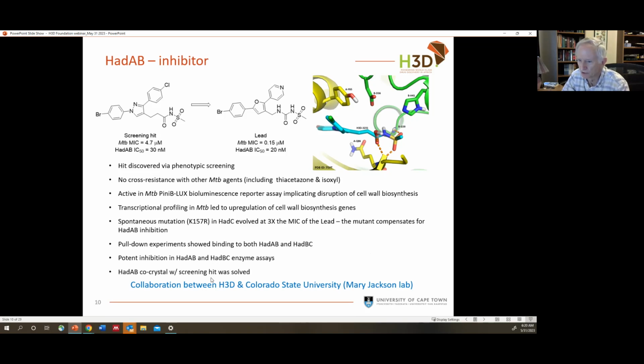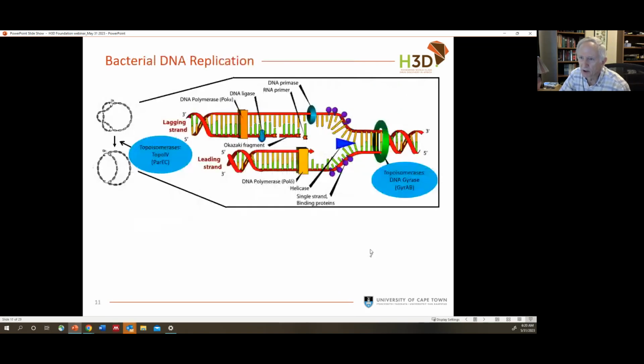Oh yeah, and I had mentioned there's a co-crystal structure that was solved with these compounds. So it is a structurally enabled project. So the last area I'm going to talk about involves DNA gyrase. I'll spend quite a bit more time in this area on a project that we had at H3D.